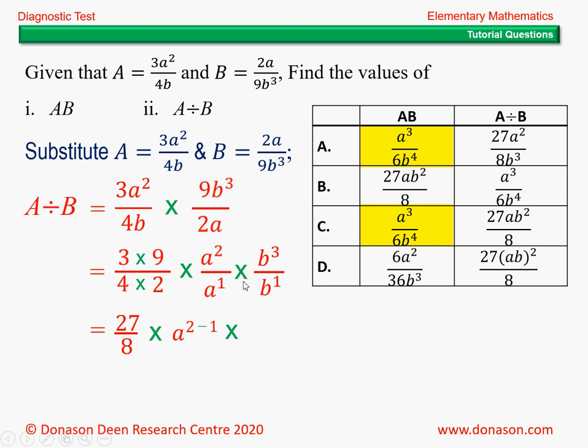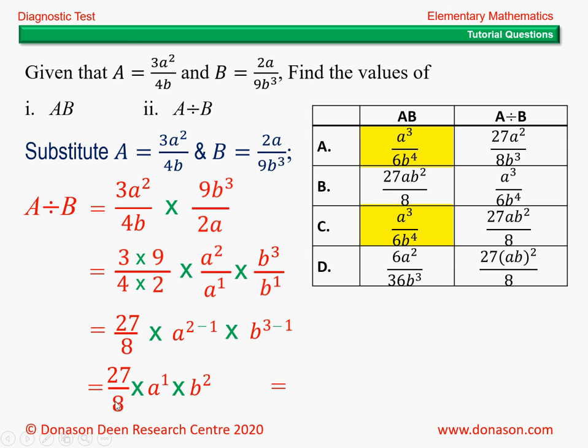So how about for the b? Okay, the base is the same, so we're going to subtract the powers. So the numerator power, that's a 3 minus the denominator power of 1. Then all the rest we need to do is just to simplify. So 27 over 8, there's nothing further to simplify, so I'm just going to write that down, times a to the power of 2 minus 1, which is simply going to become a to the power of 1, times b to the power of 3 minus 1, that's of course 2.